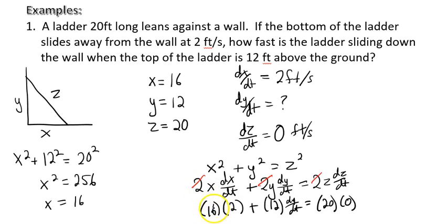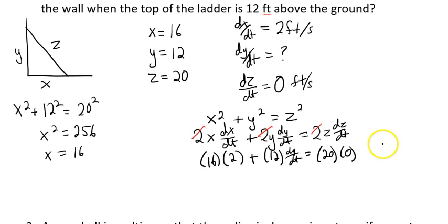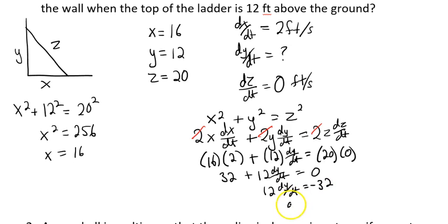Okay, so we plug in. X is 16, dx dt is 2, y is 12, we don't know dy dt, that's what we're trying to find. Z is 20, and dz dt is 0. And so when we go to solve this, we have 32, plus 12 dy dt, and on this side you just get 0. So I'm going to subtract the 32 and get negative 32 on that side, and then divide by 12. So negative 32 over 12, and that does reduce to negative 8/3.